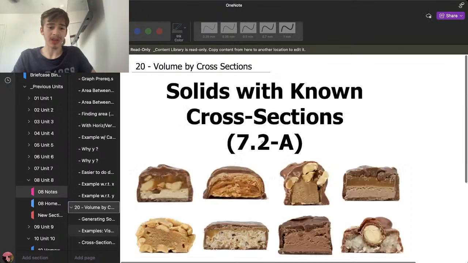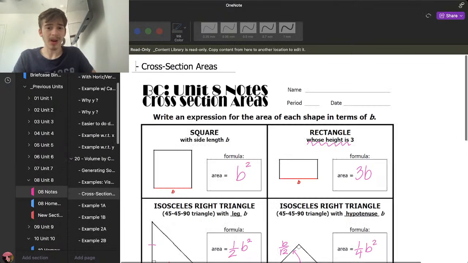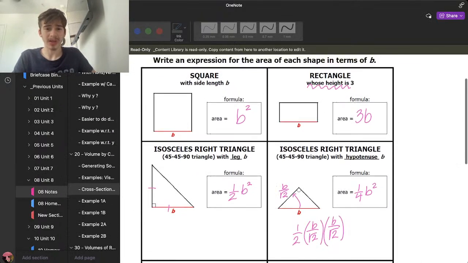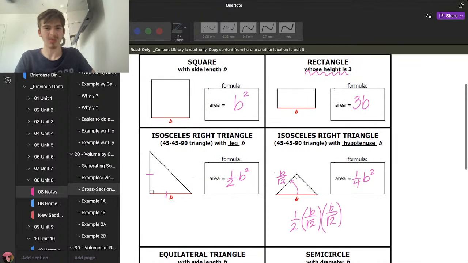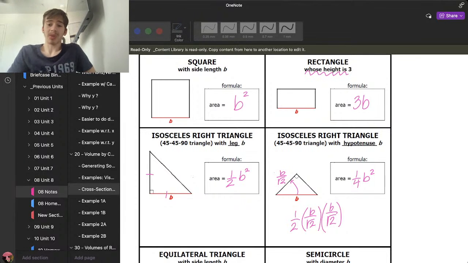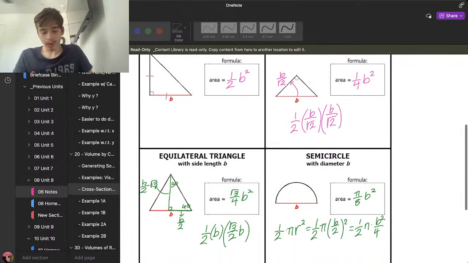3D, volume by cross sections. This one's kind of important. Know your cross sections. If it's a square, it's b squared. If it's a rectangle, it's height times b. Isosceles triangle with a leg of b, or r, however you want to think of it, is 1/2 b squared. Isosceles right triangle with a hypotenuse of b is 1/4 b squared. I'll show how all this applies in a second.